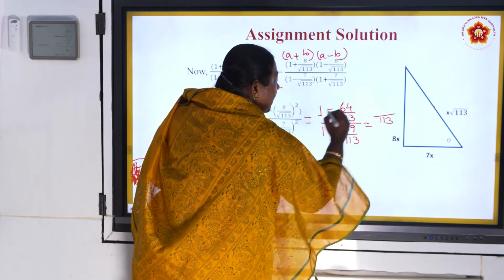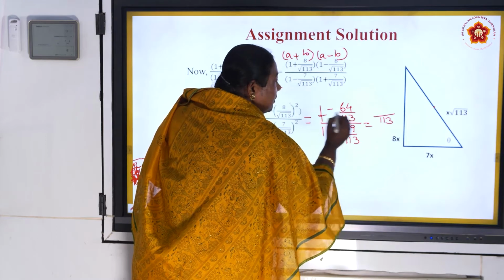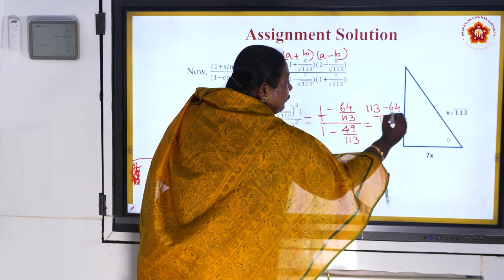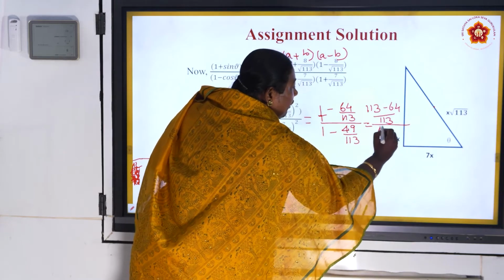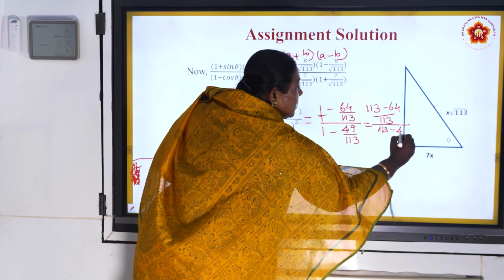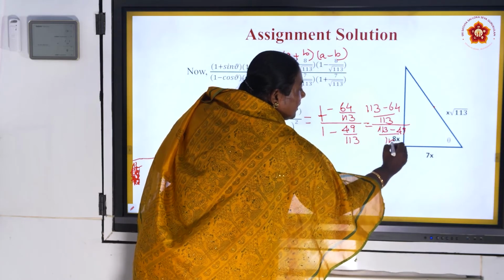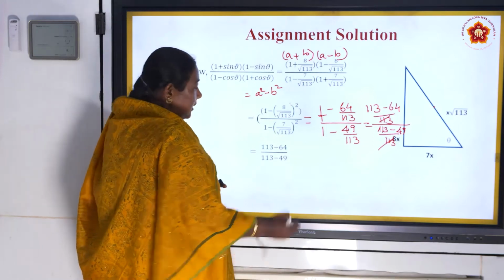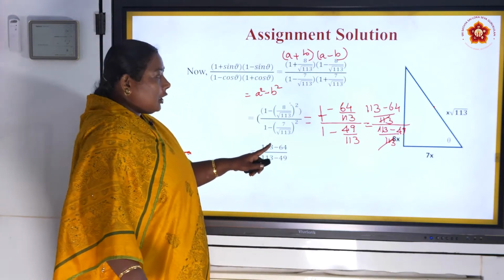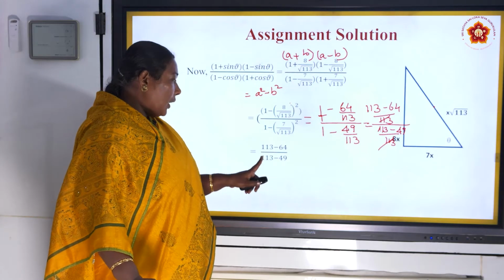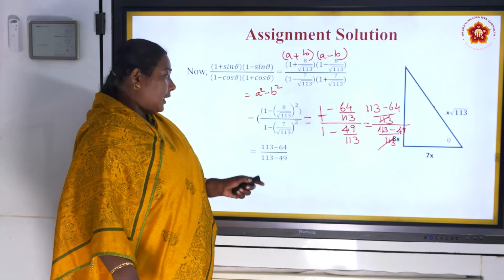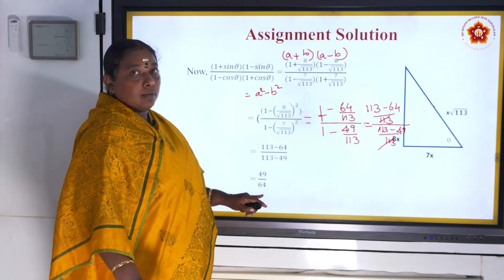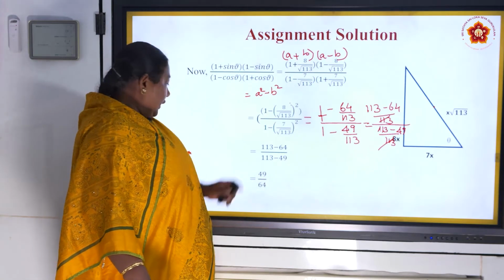113. So here, cross multiplication. 113 minus 64 by 113 minus 49 by 113. So 113 will be cancelled. The balance will be 113 minus 64 by 113 minus 49. Then the answer will be 49 by 64. Okay, now we got the answer.